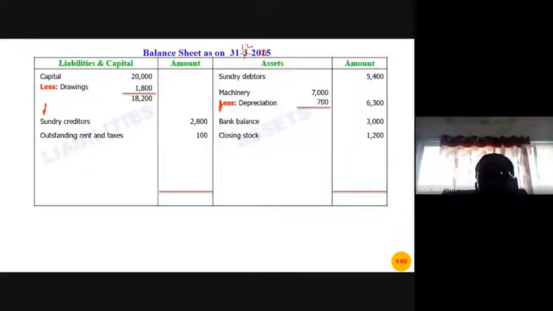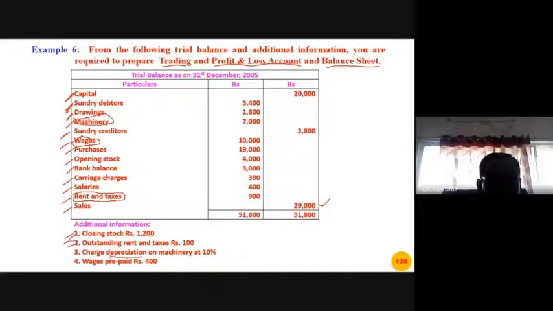On 1st January 2005, the machinery value was 7,000. During this financial year, since it has been used, the machinery got depreciated. Its value 700. So as of now, the machinery value is 6,300. Yes, twice it is recorded. Next, last adjustment. Every adjustment is to be taken twice.